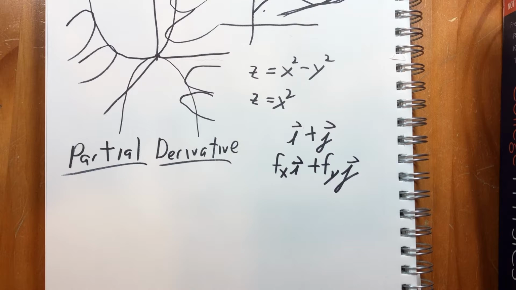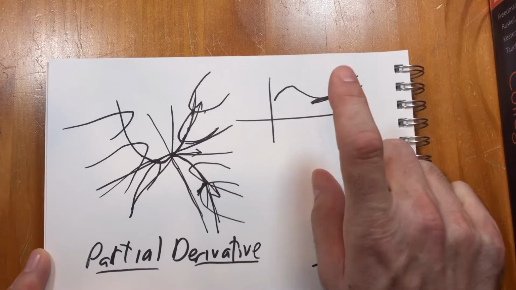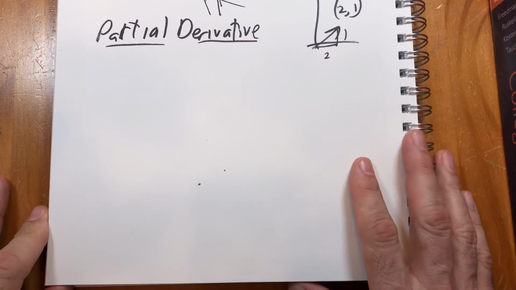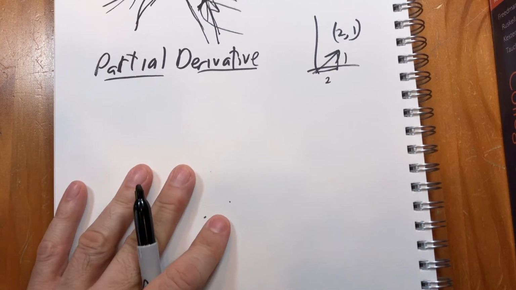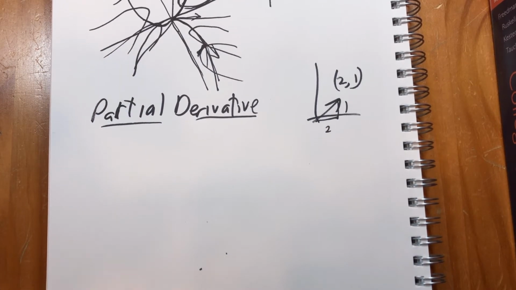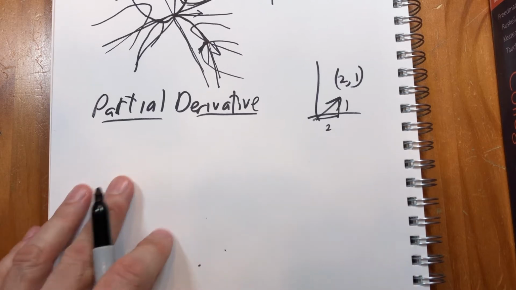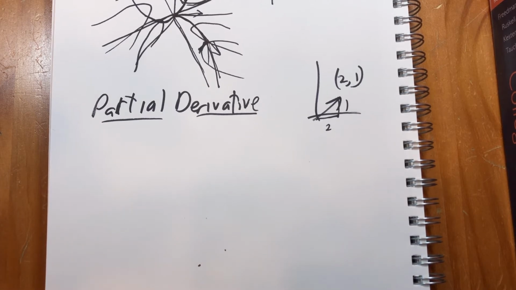So if we know how to take the derivative of a function of one variable, then taking the partial derivative of a function of several variables is actually quite easy. To take the derivative, say, along the x-axis, all you do is treat the other variables as constant and then just take the derivative as though it was a one variable function.